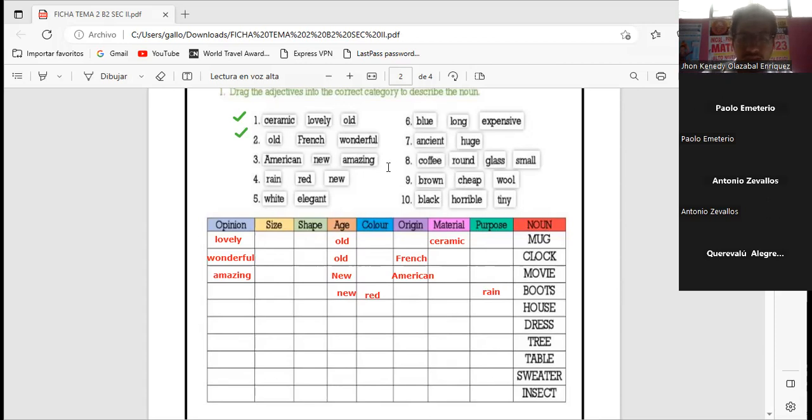Number five. White and elegant. And this, to describe a house. White, what is it? White, color. Nice. Elegant, opinion. Nice. Then we have blue, long, and expensive. Blue, what is it? Color. Blue is color. Long, size, nice, Paolo. Long is size. And finally, expensive.